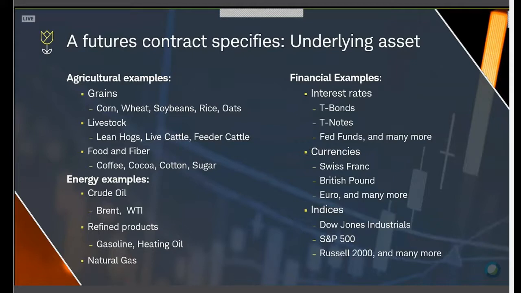We also offer our food and fiber category, what's known as the softs in the industry. Those are some of those tropical commodities you hear about, such as coffee, cocoa, sugar, cotton, and for those of you who've seen the movie Trading Places, frozen concentrated orange juice. We also have a very active energy complex where crude oil is the main contract. We offer two different varieties of crude oil futures: WTI, or West Texas Intermediate Crude, which is the benchmark for U.S. production of crude, as well as Brent crude futures, which is the benchmark for the international crude trade. We also offer some of the refined products of oil, such as gasoline and heating oil, as well as the natural gas futures contract.